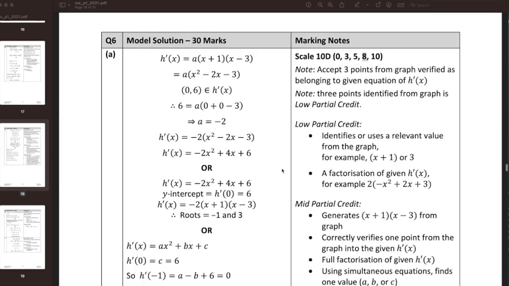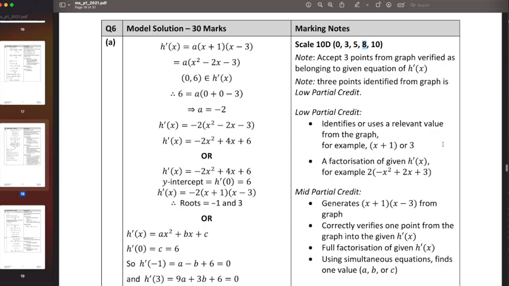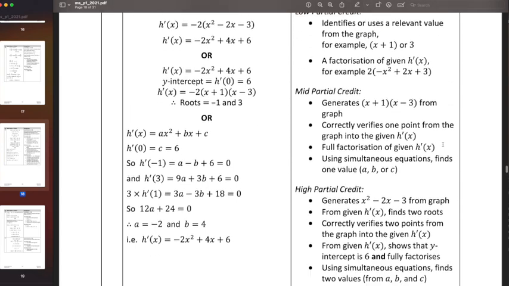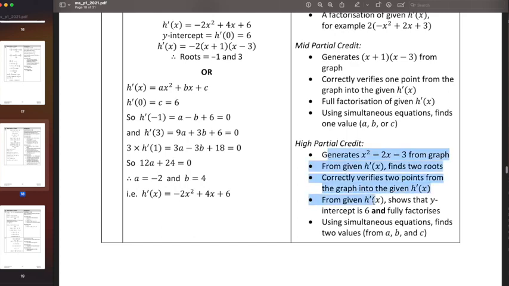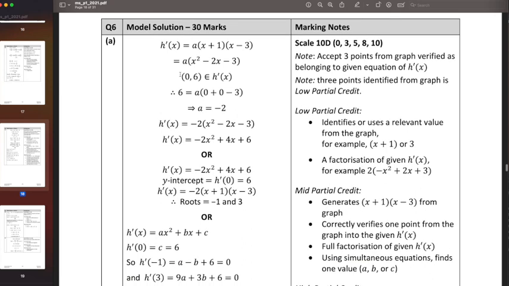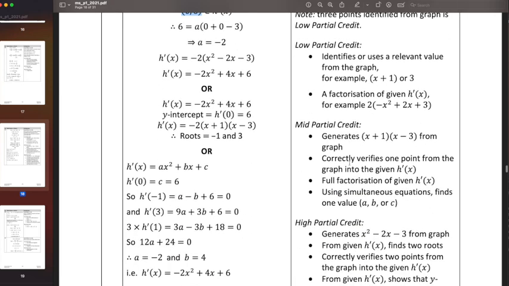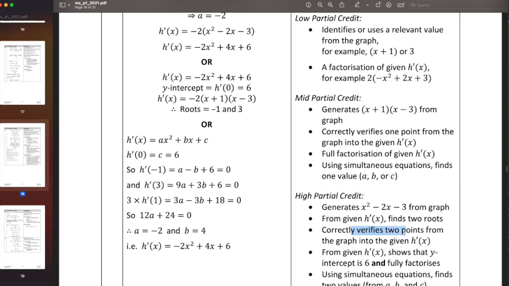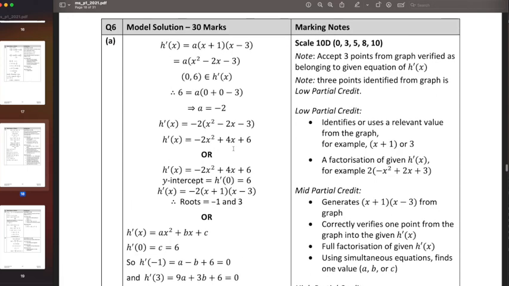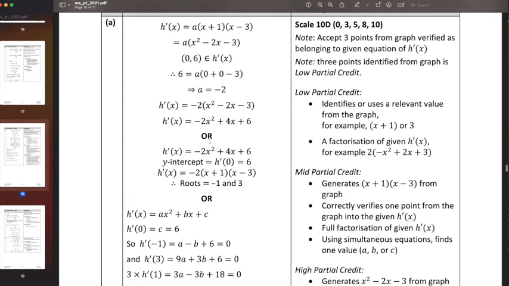Okay, so for question 6a, there's a high partial credit of 8, and we get that high partial credit. In this case, there are a number of different ways that we can get the high partial credit, but for example, one of the ways was if we subbed in 2 of the points. So we verified that the two points from the graph fit into the function for h prime of x. That would be a way to get that.